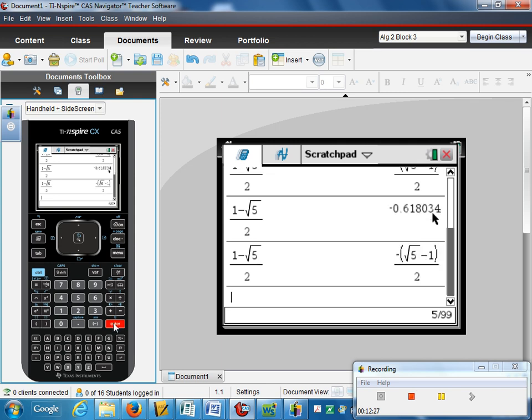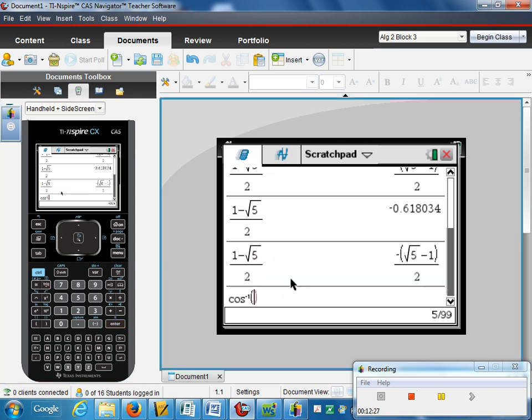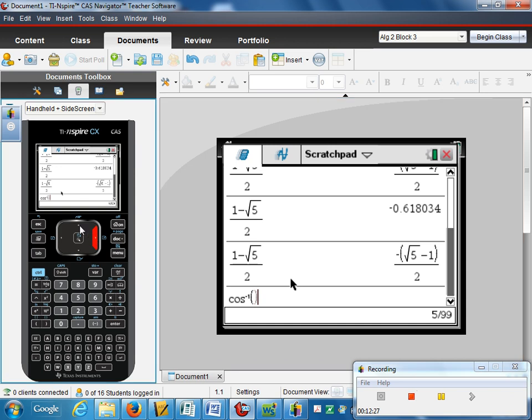So how do you get your calculator to give you the angle? You need to do inverse cosine, so you'll have to do a trig function and choose inverse cosine of what? 0.6, the positive or the negative. It actually doesn't matter. You can do inverse of that negative decimal number, or you could do it of the whole quadratic formula version. Either one will work. So I have to go back up and get that number.